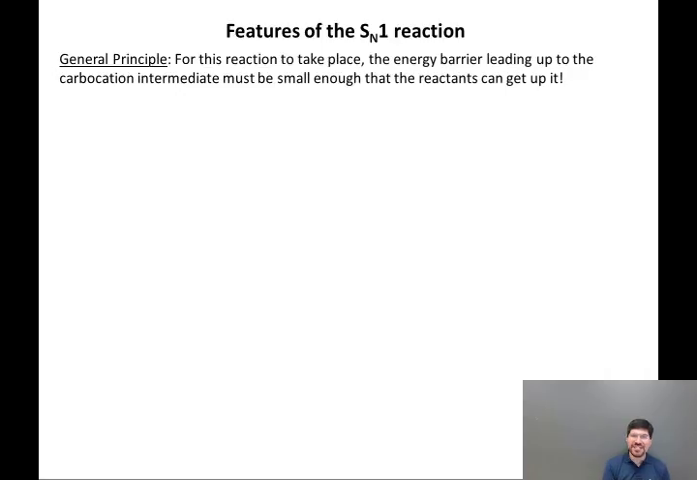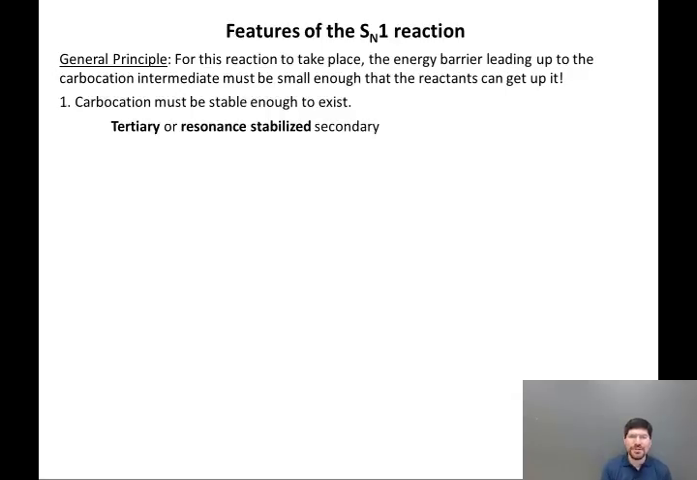If you recall back to the lesson on energy diagrams, the energy barrier for an SN1 tends to be larger than the energy barrier for an SN2 reaction. Okay, so what features allow this to happen? First of all, the carbocation must be stable enough to exist.